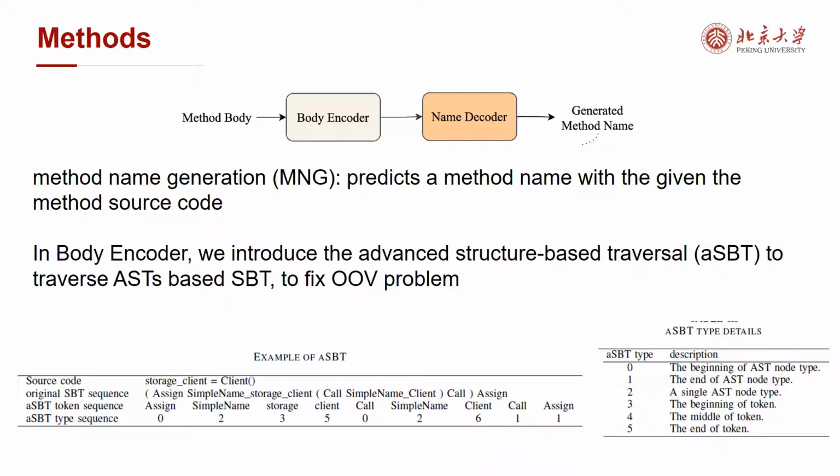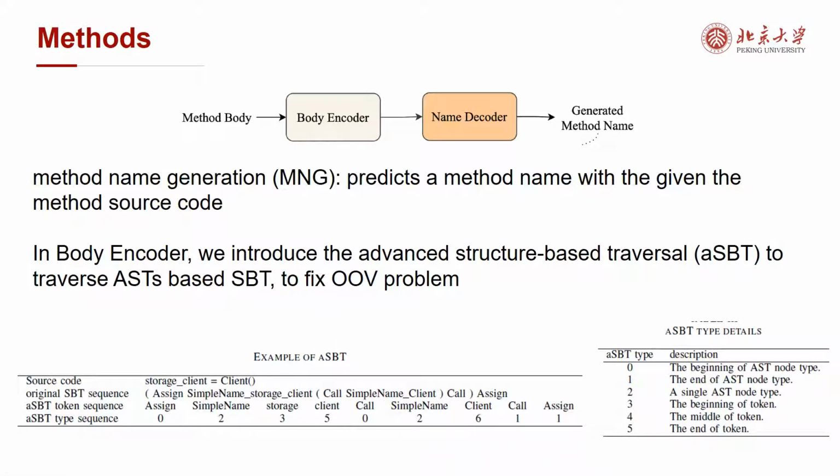We use a sequence-to-sequence model here, and it's worth mentioning that we introduce a new Advanced Structure-Based Traversal, ASBT, here. Usually SBT transfers the AST type code to the sequence type, as we can show in the example here. But SBT always has some limitations, such as it cannot split the word simply, like camel case names. So it will cause OOV problems.